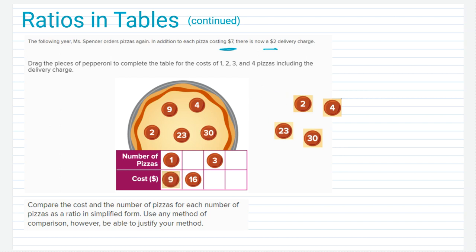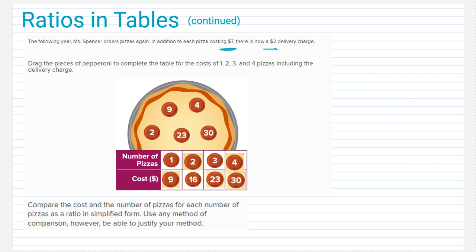Then we're going to buy 2 pizzas, and this would be $16 because it's going to be 2 times 7 plus the 2 for the delivery charge, which now gives us 16. 3 pizzas, we would figure that out by doing 3 times 7, that's going to be 21, plus the $2 delivery charge is going to make it $23. And then we have our final combination where 4 pizzas would cost us $30.